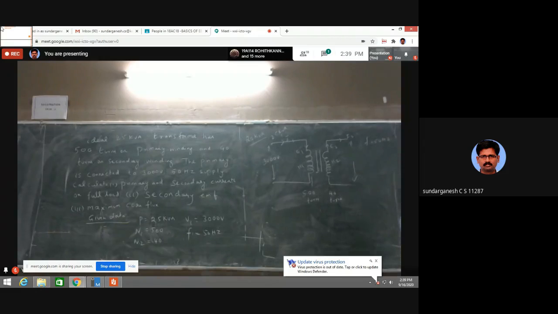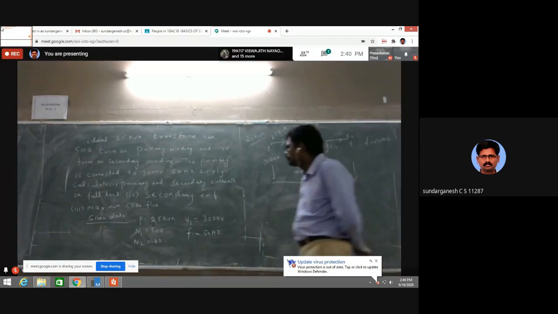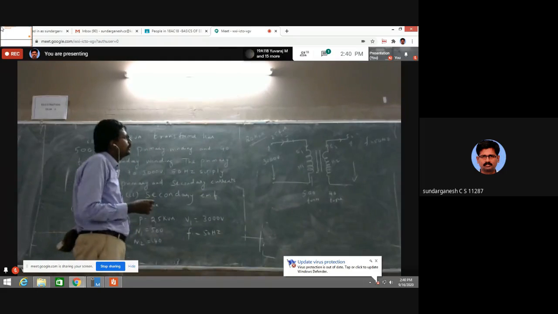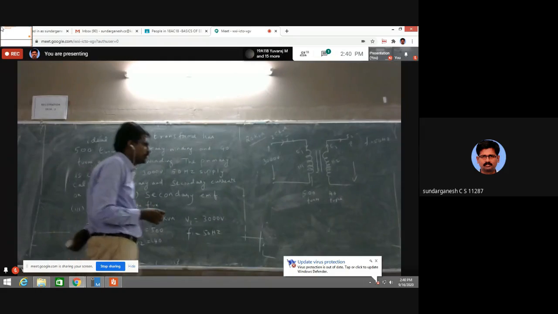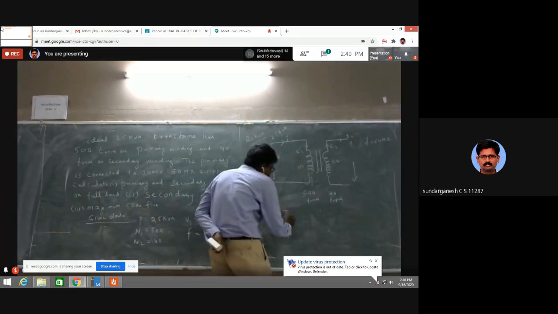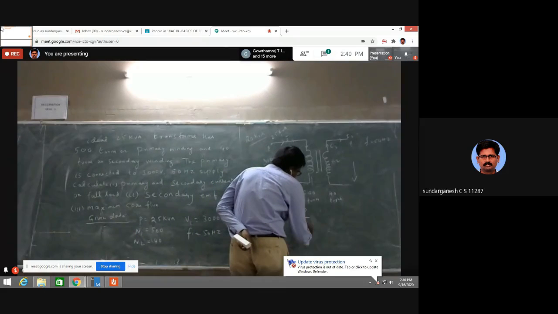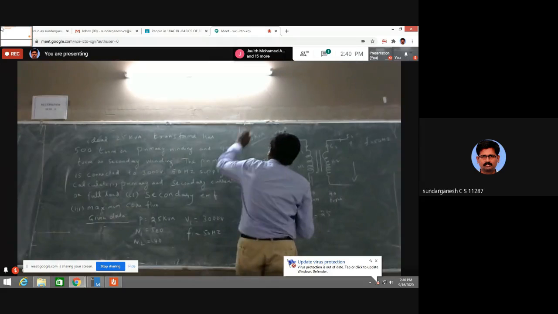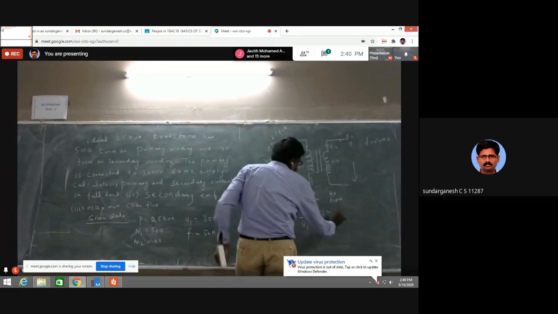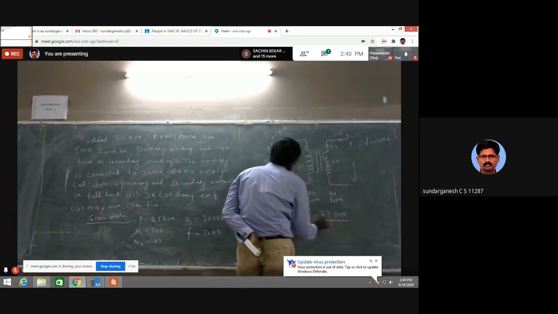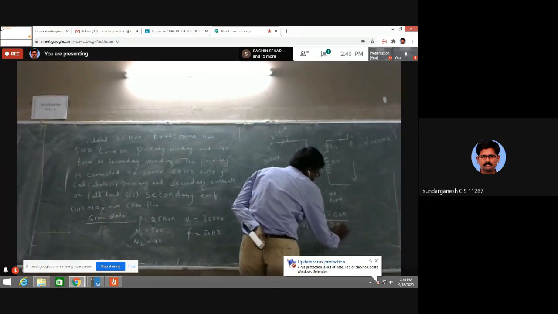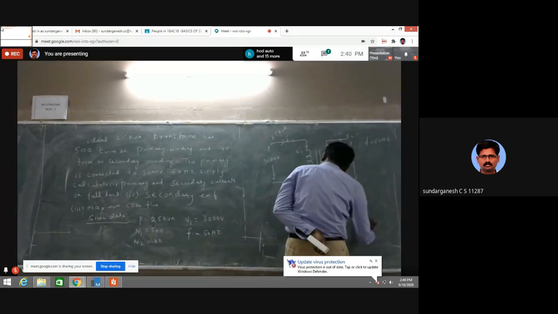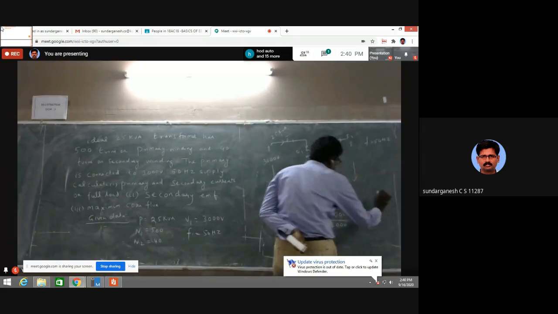Okay. So after drawing the diagram, we first have to find the primary current. We know the power, we know the voltage. Primary current I1 equal to P by V1, which is 25 kVA, 25,000 divided by 3,000. So it is 25 by 3, 8.33 amps.